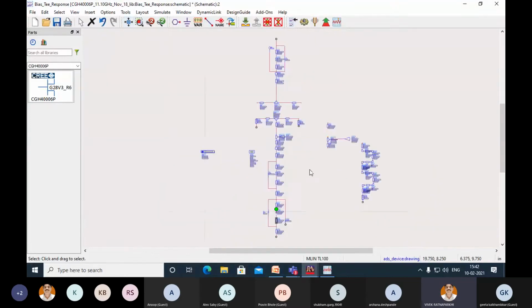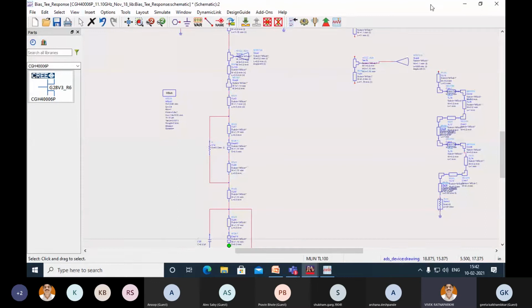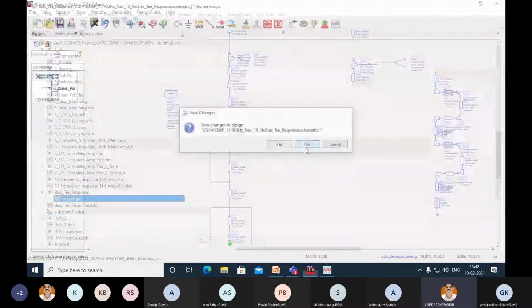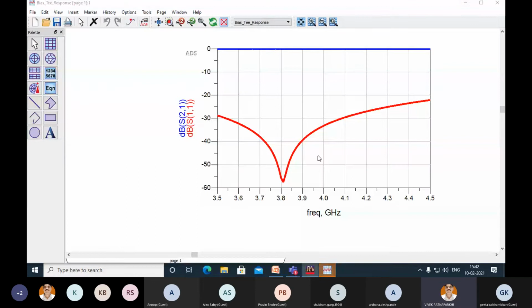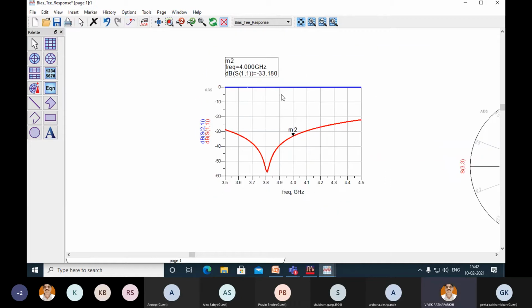All right. So I have simulated this gate bias T and drain bias T, and the results are in front of you. So this is for 4 gigahertz, S21 and S11. It is quite good. Actually, it is not producing any loss. Your bias T should be lossless. So this is minus 33 dB at this particular frequency.